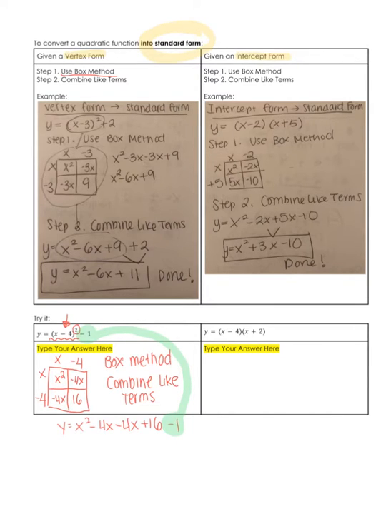So these two are like terms. Combine these like terms, and we see that 16 minus 1 can be simplified too. So our final answer in standard form will be y equals x squared minus 8x, and 16 minus 1 is 15. So that would be our final answer.